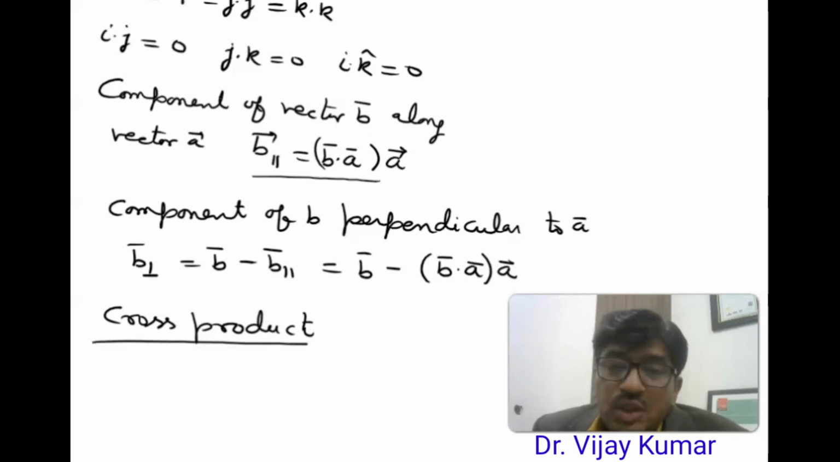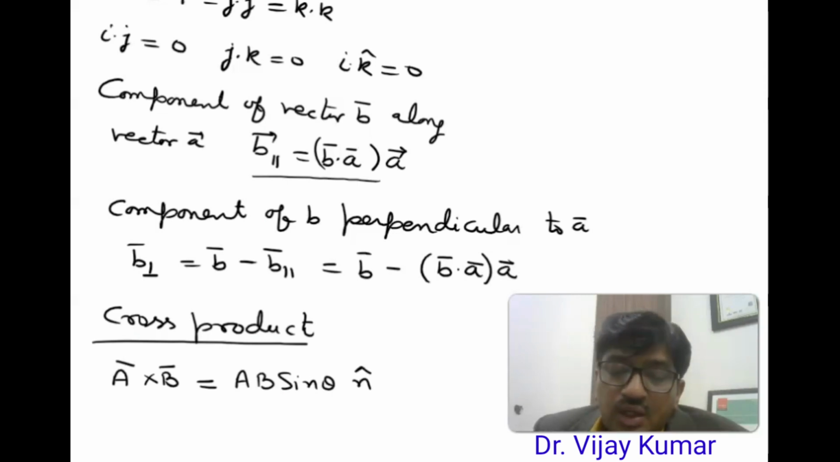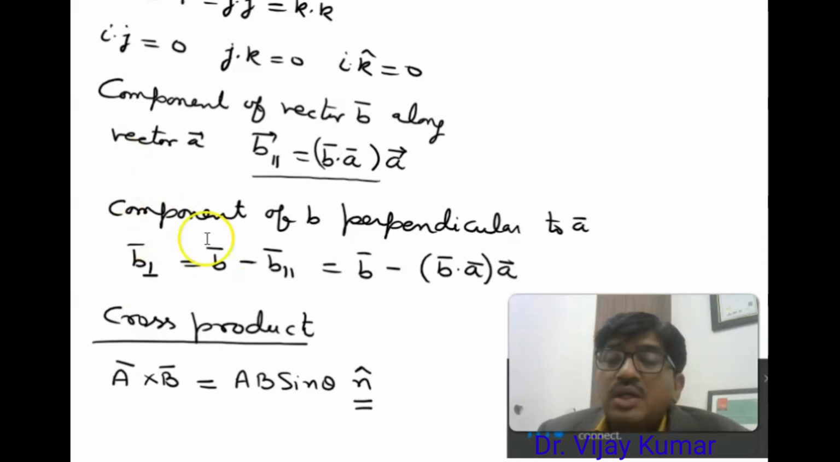So A cross B, this is the representation of cross product. That should be equal to AB sin theta times a unit vector, and this unit vector is perpendicular to vector A and vector B, or we can say to the plane in which A and B lie.